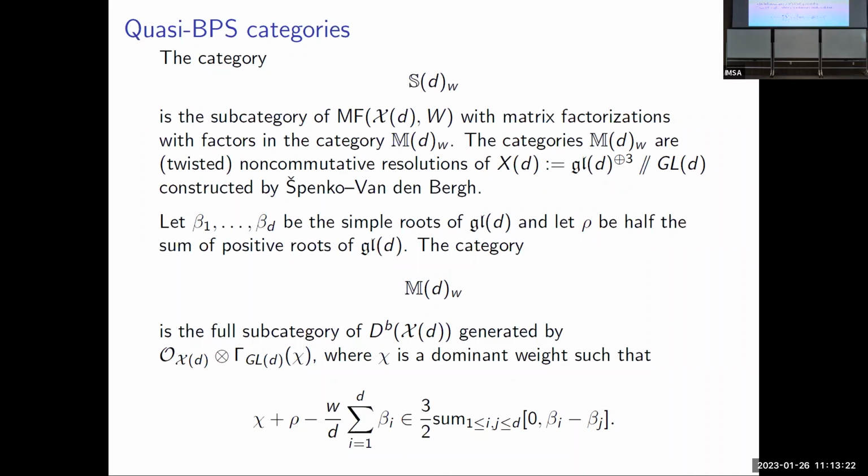As I said, if you haven't seen this before, maybe you should think that these categories MDW are just the smallest categories we can define using the techniques in these papers that I mentioned.